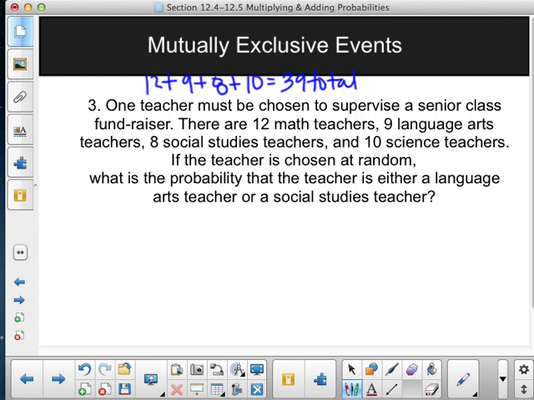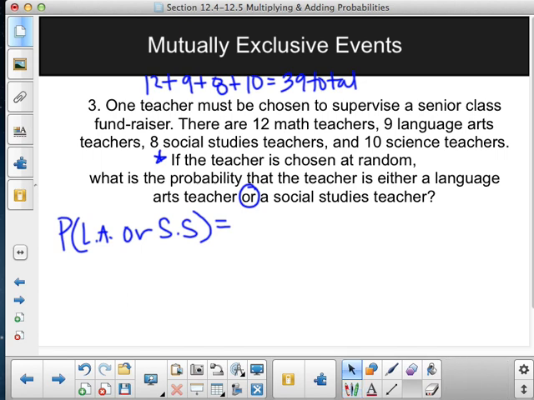If the teacher is chosen at random, what is the probability that the teacher is either a language arts teacher or a social studies teacher? So you want the probability of being a language arts teacher or a social studies teacher. How many language arts teachers are there? There are 9 out of our total, 39.